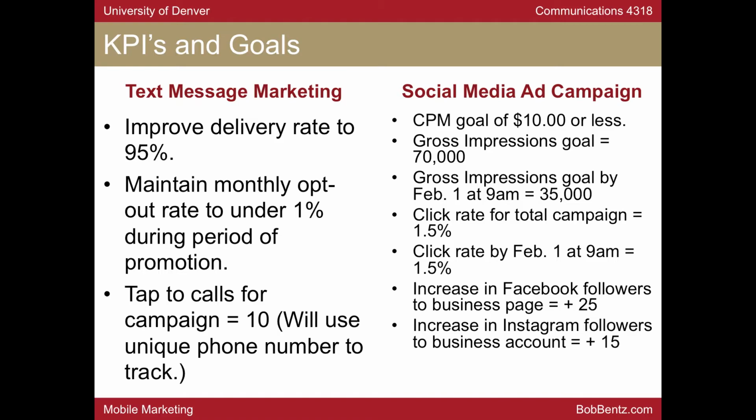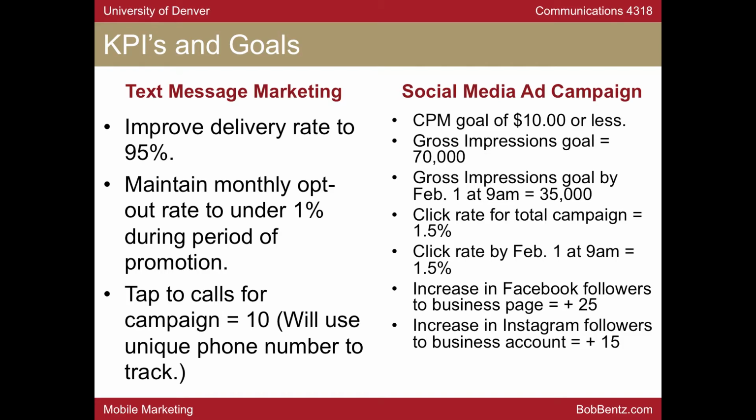So therefore, with a $700 budget, they hope to hit at least 70,000 gross impressions of potential consumers in their immediate trading area. Now they want to reach half of those people by February 1st, the Thursday before the Super Bowl. And they want to have a click rate of 1.5% for the total campaign. And they're going to evaluate that on Thursday before the Super Bowl, before they open at 9 a.m., and see, are they doing that click rate of 1.5%?